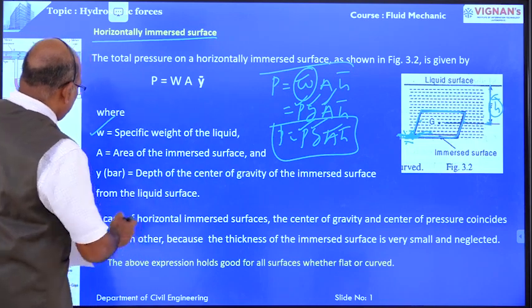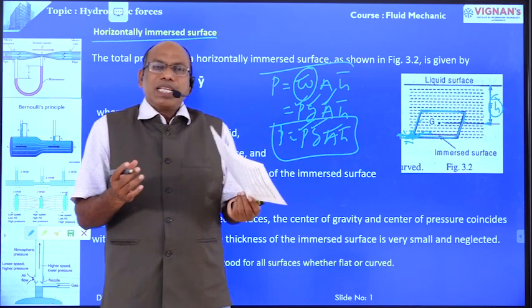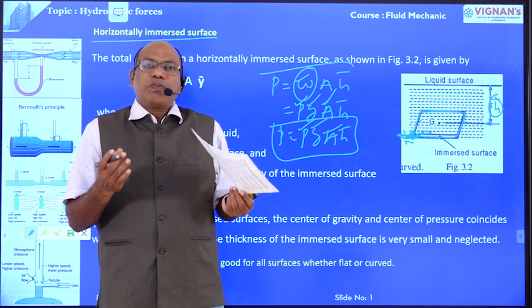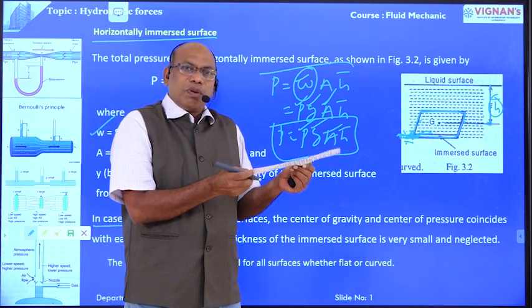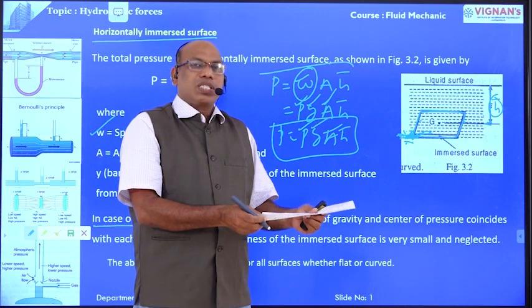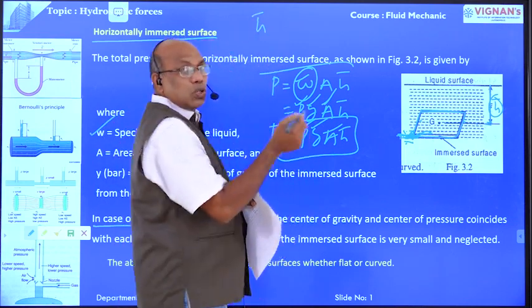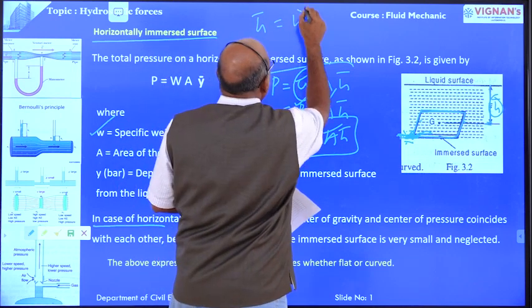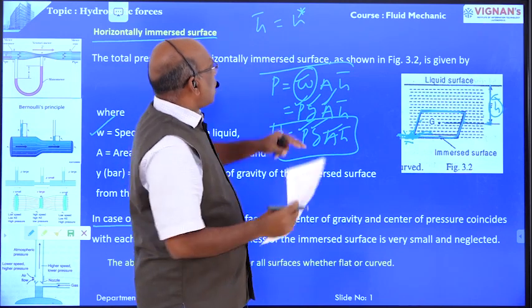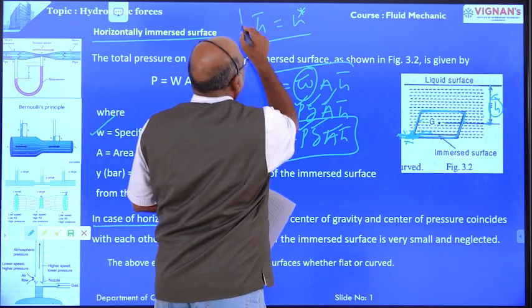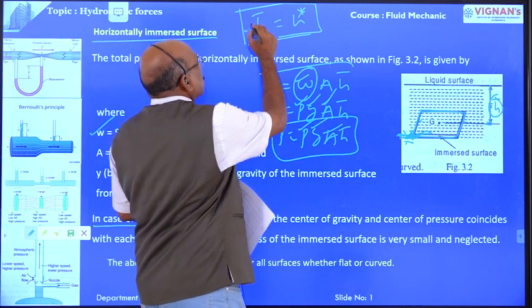And next point, what is the center of pressure? Here the center of pressure is the point of application of the resultant force. If the thickness of this plane surface is very small and it is immersed horizontally, then H bar, the distance from the CG to the free surface, and H star, the center of pressure, are the same. Center of pressure is denoted by H star. In the case of a plane surface immersed horizontally in static liquid, H bar is equal to H star.